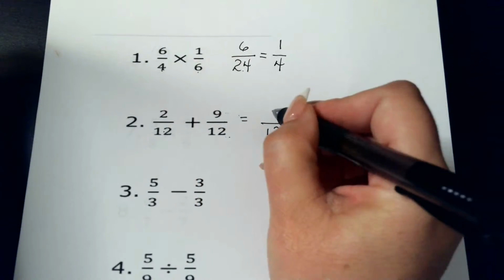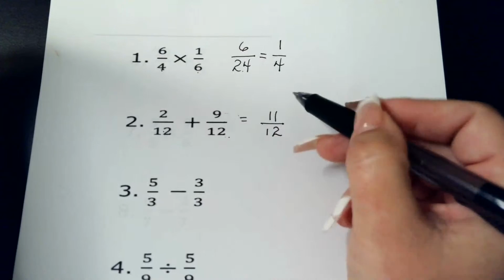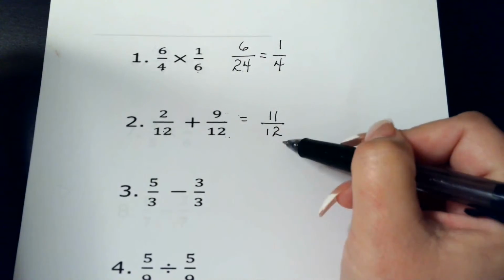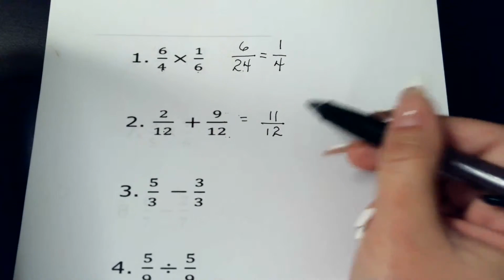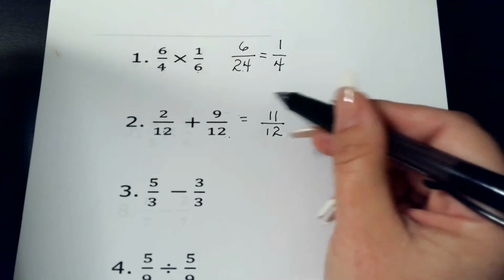2 plus 9 is 11. 11 and 12 have no common factors, so this is its lowest form, simplest terms, and simplified.